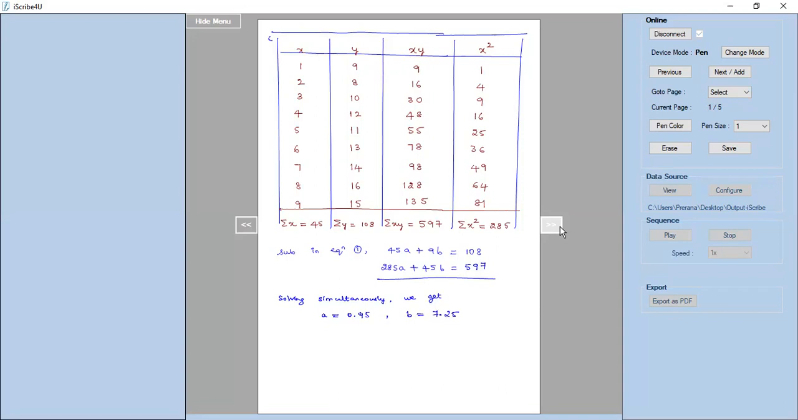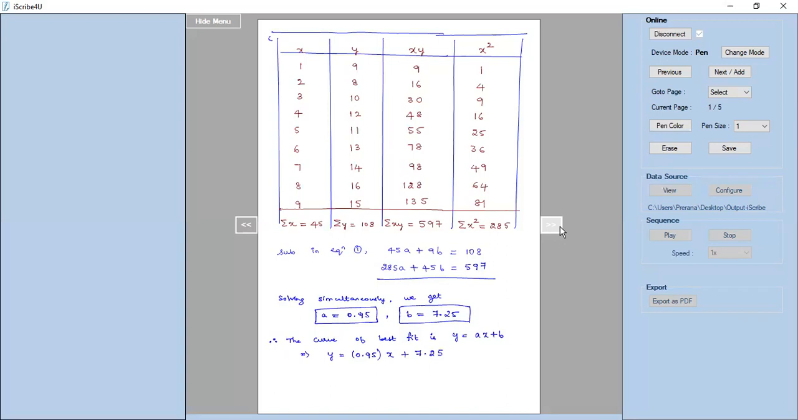So what should we do with the A and B values? We'll put them into the given curve. We will fit them into the given curve. Substituting into the given curve, therefore, the curve of best fit is of the form y is equal to ax plus b. So this gives us y is equal to 0.95 into x plus 7.25.